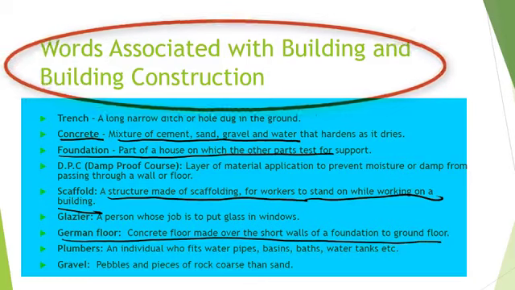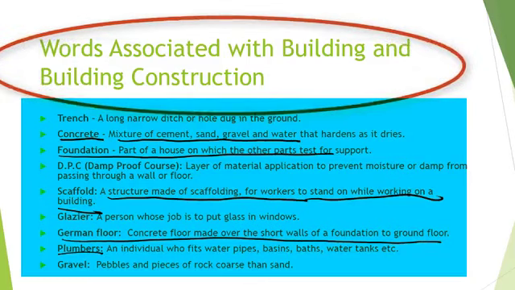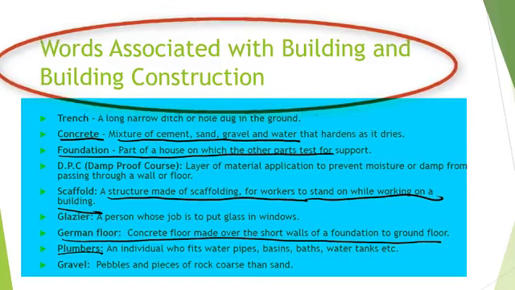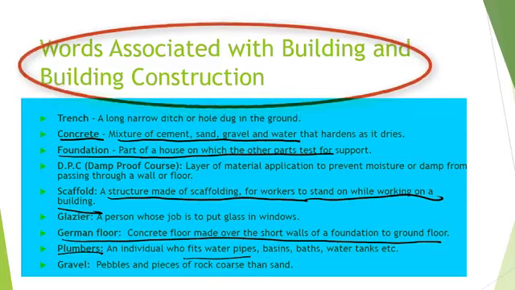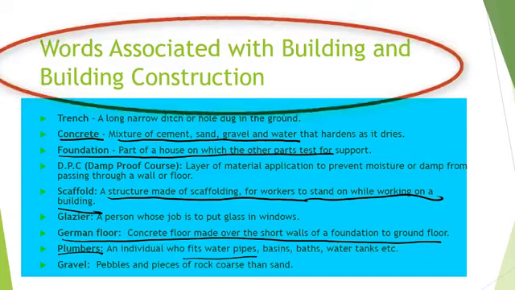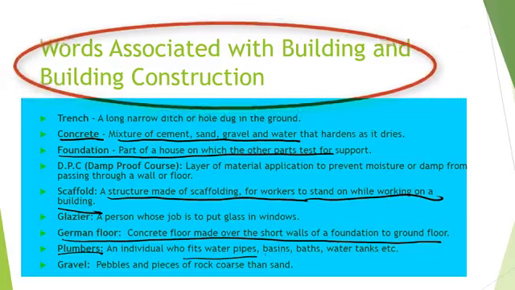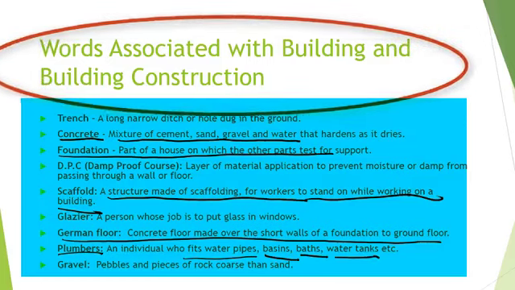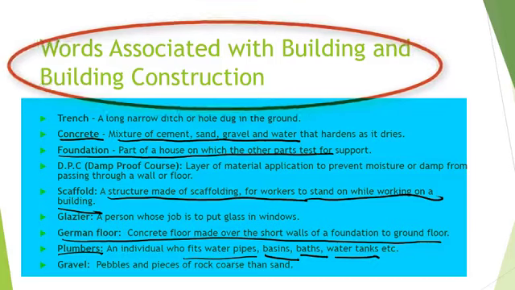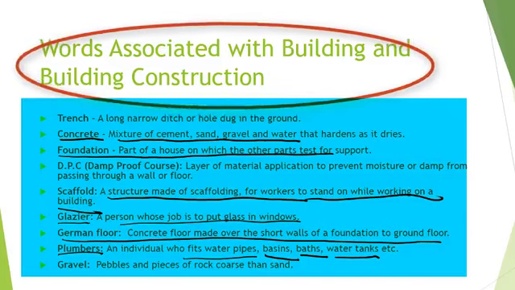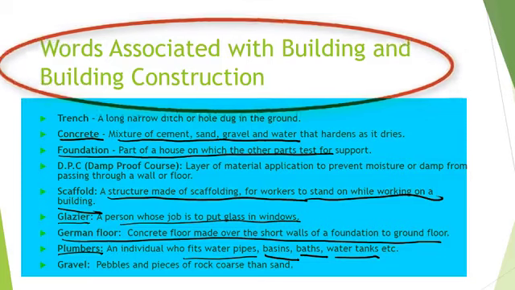We have plumbers. Plumbers. The B is mute there. Plumbers are people who fit pipes. A plumber is one who fits pipes, basins, baths, water tanks, everything that has to do with the water system in a home. It's a plumber that fits that, while a glazier is somebody whose job majorly is to fit glasses into the window frames.